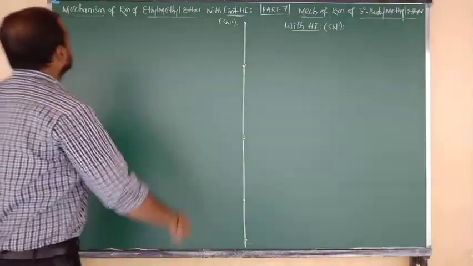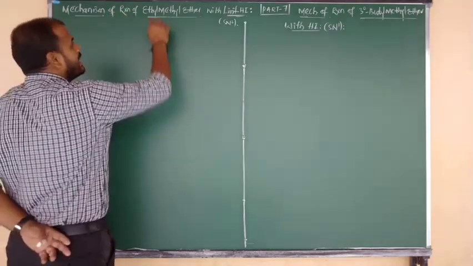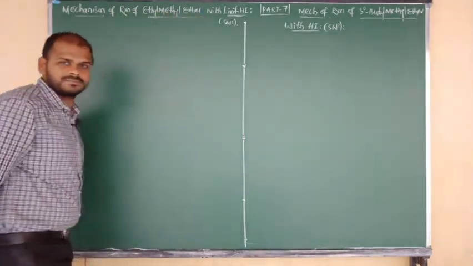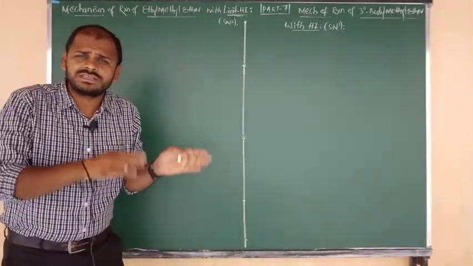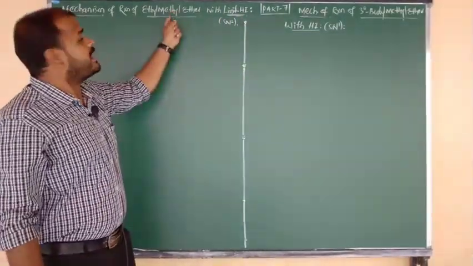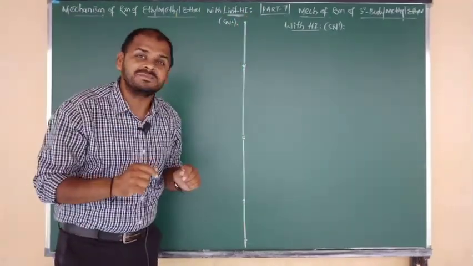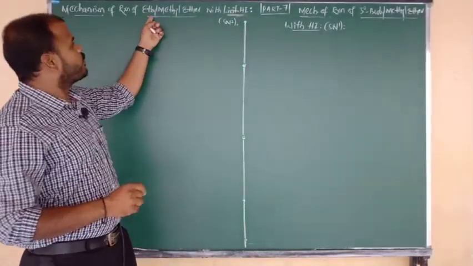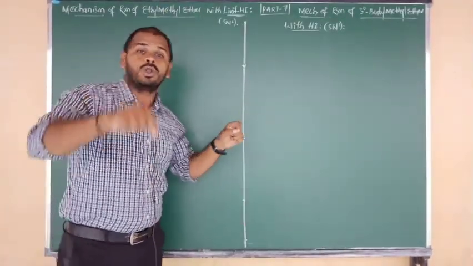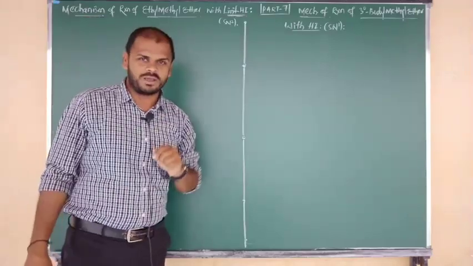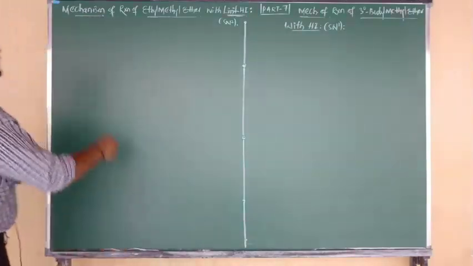Good. First of all, reaction number 1: the mechanism of the reaction of ethyl methyl ether with a limited amount of HI. We saw this reaction yesterday. The smaller group, methyl, is attacked by the nucleophile, so the product is methyl iodide. The other group, ethyl, changes into ethyl alcohol. Yesterday I told you this reaction follows the SN2 mechanism. Let me explain one by one.